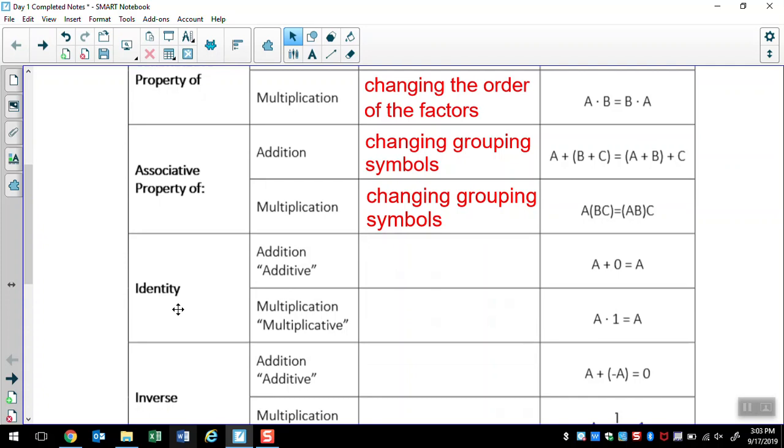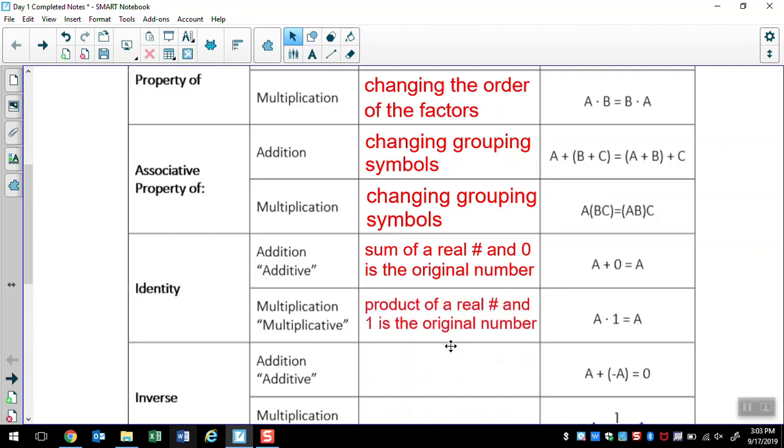Then we have our identity properties. So again, we break them into addition and multiplication. The addition property we call the additive identity. And all that means is the sum of a real number and zero is the original number. If you think about your own personal identity, you don't change who you are. You are who you are from the day you're born until the day you die. You stay the same person. You might change your look, but you're still the same person. Multiplicative identity just says that the product of a real number and 1 is the original number.